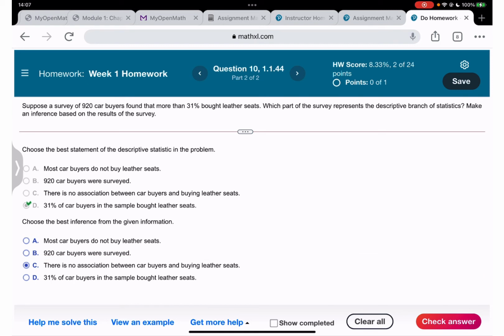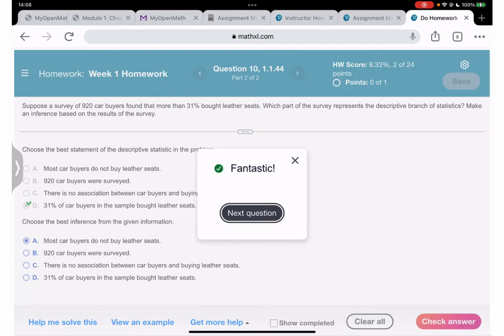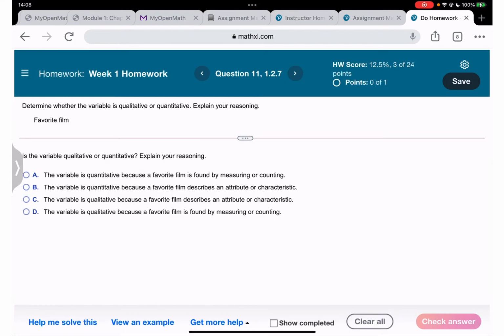C, there is no association between car buyers and buying leather seats. This is also not the inference because it's not drawing a conclusion. And 31% of car buyers in the sample bought leather seats. This is also a fact. This is not an interpretation of what that means. So I say this one. Just because only 31% bought the leather seat, we can say that most car buyers do not buy leather seats. That's the explanation we can give. Fantastic.